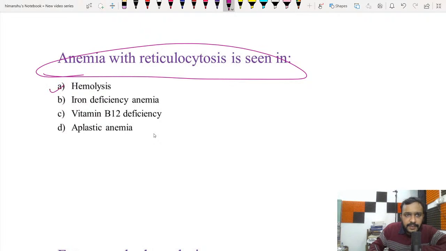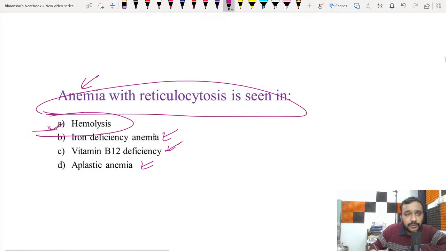So anemia with reticulocytosis is seen in hemolysis. In hemolysis, there will be anemia, but reticulocytosis will not take place in any anemia like nutritional deficiency anemia, vitamin B12 deficiency anemia, or aplastic anemia. So anemia with reticulocytosis will be seen in hemolysis.